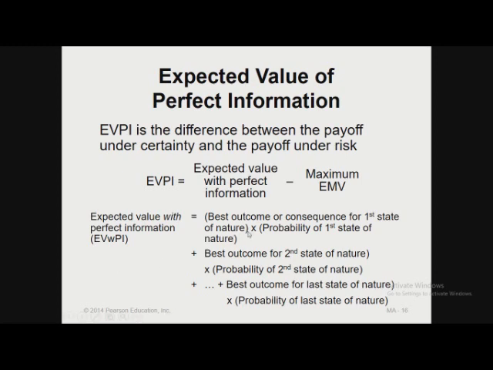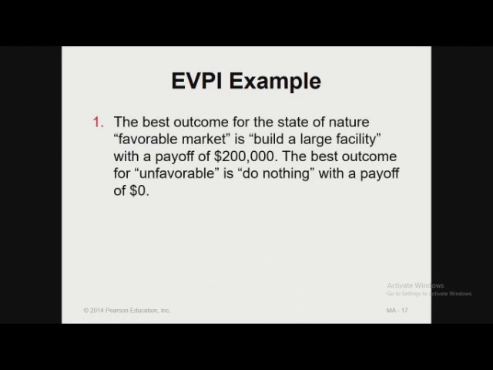So we have first best outcome or consequence for favorable market multiplied by its probability na 0.60 plus best outcome for the unfavorable market multiplied by its probability na 0.40. So if you have two or more states of nature, then continue lang nimo ang kanang pag-solve ana niya. So this is an example for that.